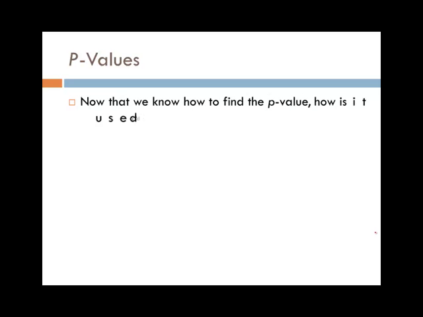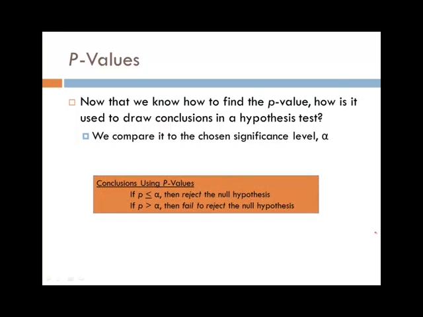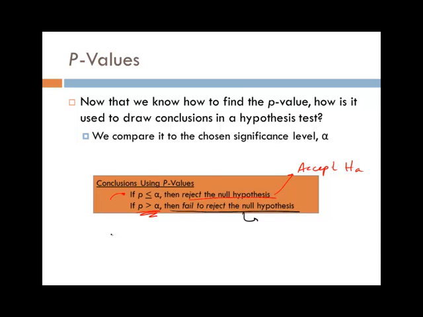Now that we know how to find the p-value, how is it used to draw conclusions in a hypothesis test? That's the last piece of the puzzle. So we compare it to the chosen significance level alpha, and if p is less than or equal to alpha, we reject the null hypothesis, which means that we accept the proposed conclusion of the alternative hypothesis. If we have a p-value that's greater than the significance level, then we fail to reject the null hypothesis, which means that we would not accept the alternative hypothesis given.